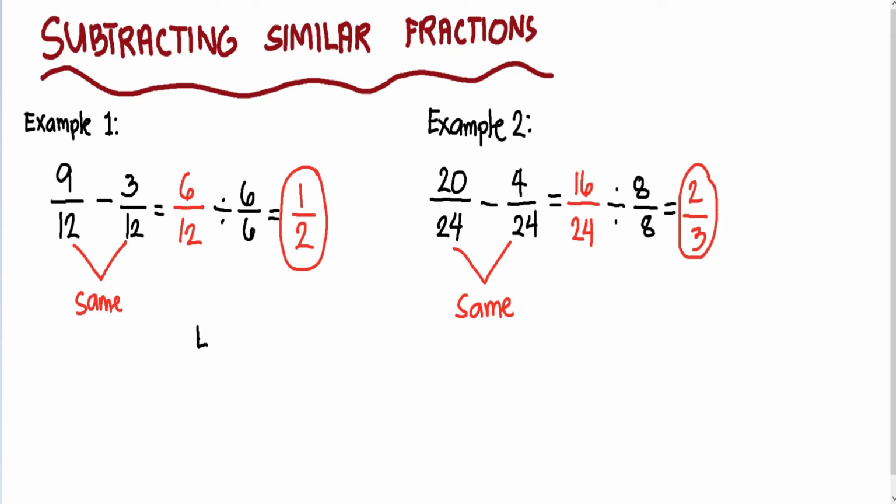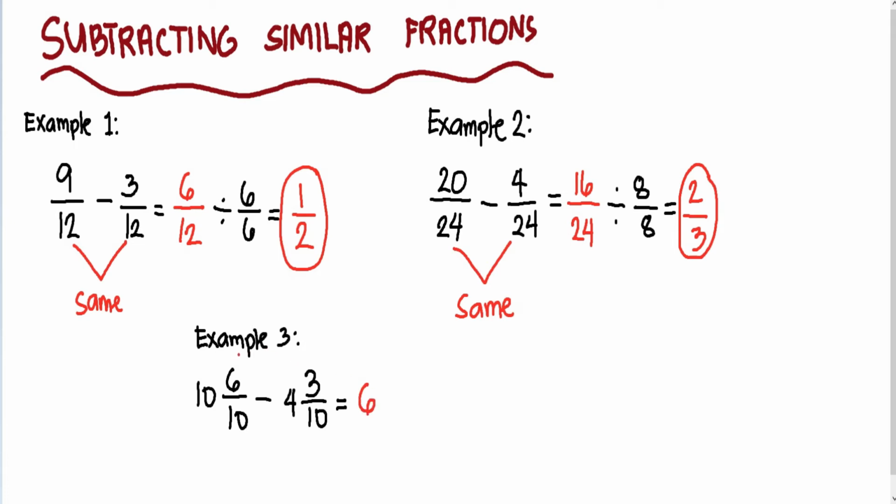Now, let's have another example. What if the given fractions are mixed fractions? This is actually the same as in adding similar mixed fractions. If we have an example of 10 and 6 over 10 minus 4 and 3 over 10, same thing, the first thing that we have to do is to subtract directly the whole numbers. Our whole numbers here are 10 and 4. Now let us subtract 10 and 4, that is 6.